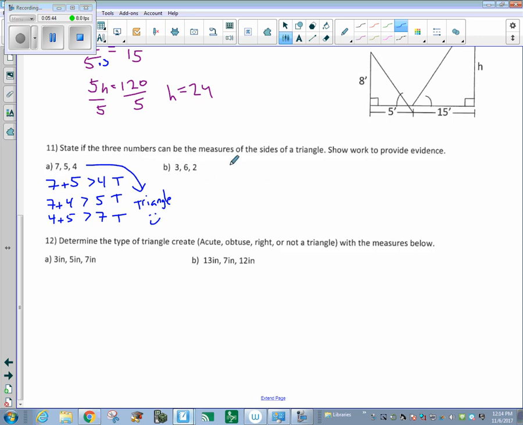Over here, we're going to try the same thing. We're going to do the same test. We're going to say 3 plus 6 needs to be greater than 2, which is true. We can also say that 6 plus 2 is greater than 3, also true. And then the last one is 2 plus 3 needs to be greater than 6, which is false. So that being a false statement, this is not a triangle.